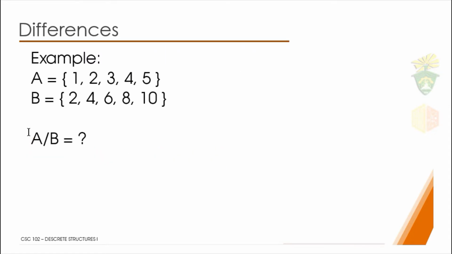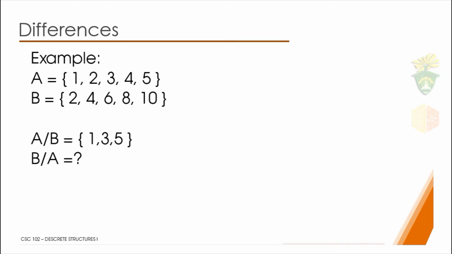We have set A and set B. Our set A is 1, 2, 3, 4, 5, and our set B is 2, 4, 6, 8, 10. What do you think is A minus B? A minus B are just those elements unique to A. Since 2 and 4 are found in B, we removed them. And we only have 1, 3, and 5, since these are the only elements that B does not have. So that is the solution of A minus B.